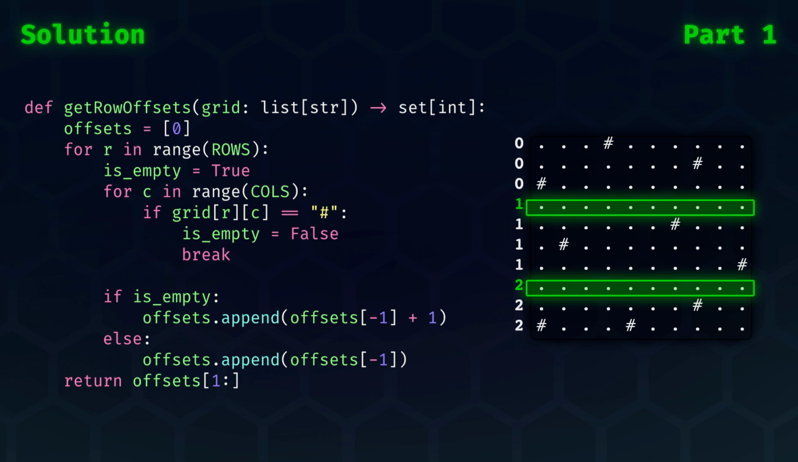Getting the row offsets is simply done by looping over the grid row per row. We initialize the list of offsets with an initial 0 to bootstrap the sequence, but we'll remove it when we return the offsets at the end. Then for every row, we assume that it's going to be empty. If we find a hash in any of the columns, then it is, of course, not empty, so we break the loop. After checking the columns, we act based on whether the row was empty or not. If it was empty, then we need to add an additional unit of space to the list of offsets. So we take the last known offset from the end of the list, and we add 1. If it was not empty, then we just take the previous offset and add it again.